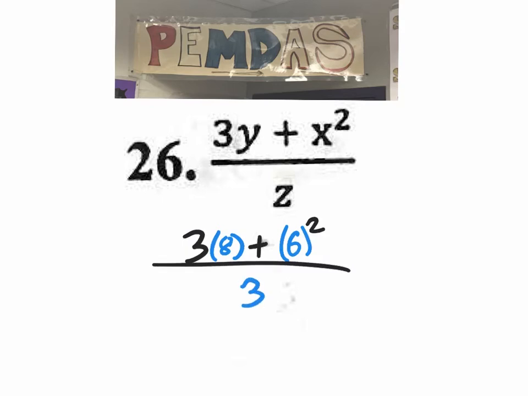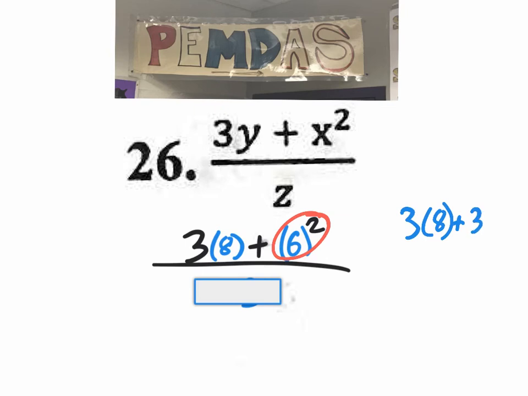Now, I didn't actually explain this in class, guys, but whenever you have a fraction, you simplify the top, you simplify the bottom, and then at the very end, you worry about dividing. Okay? So what we're going to do is we're going to ignore the bottom part. So I'm just going to put a rectangle there to ignore it. On the top, I do have multiplication and exponents and addition. What do I do first? Exponent. Exponent first. 6 squared is? 36. So I really have 3 times 8 plus 36.